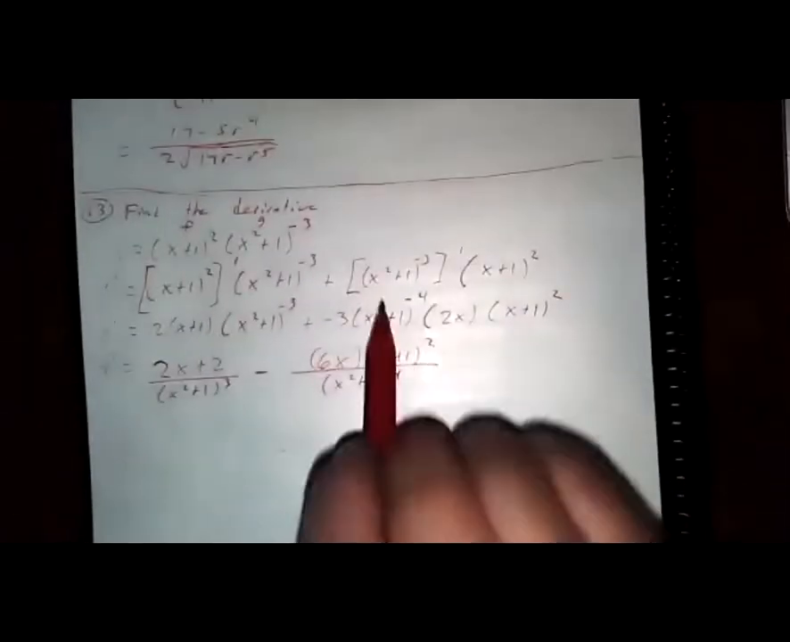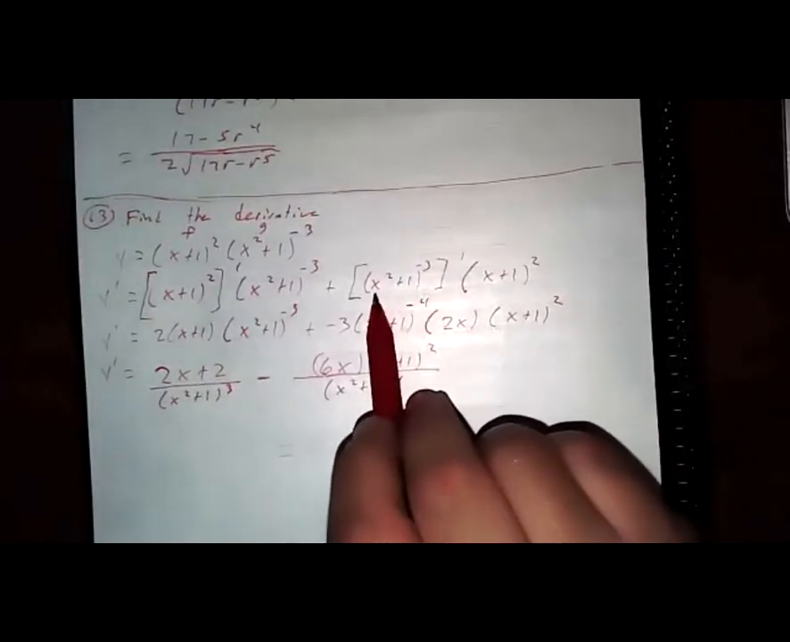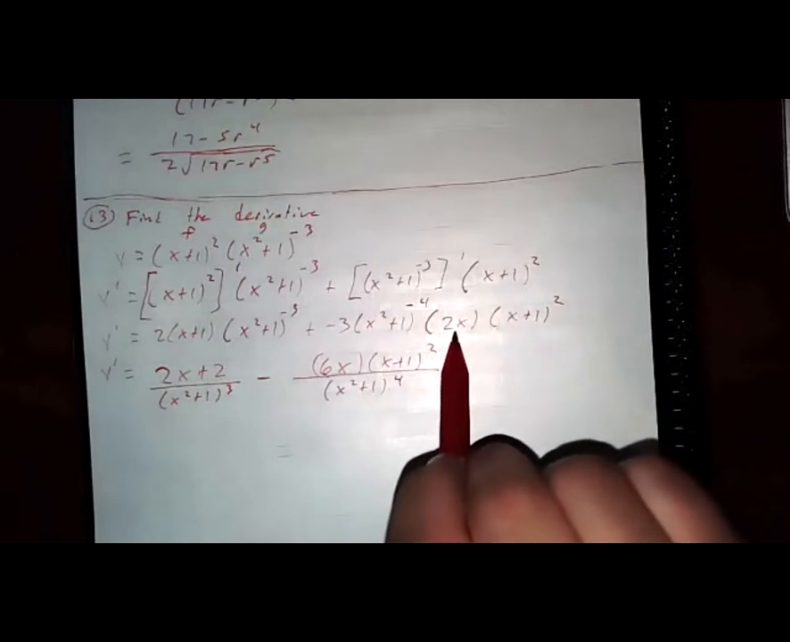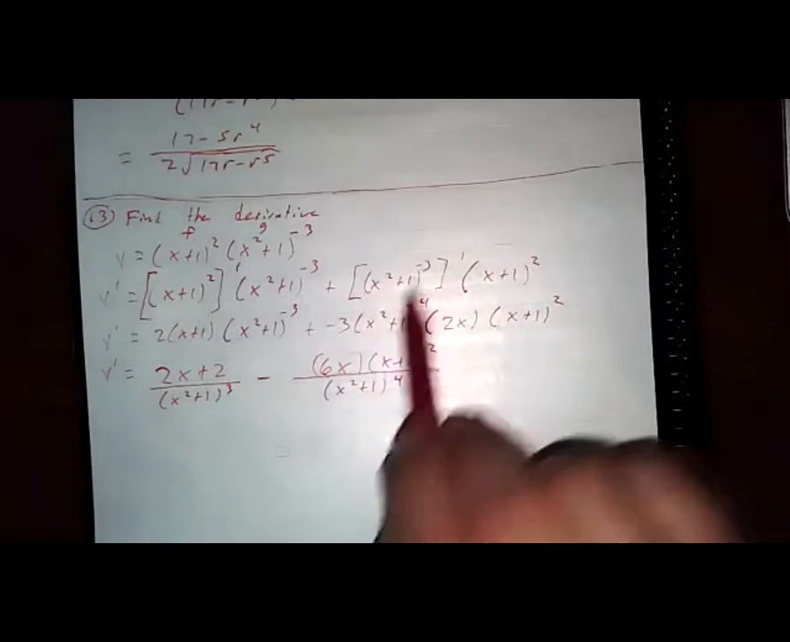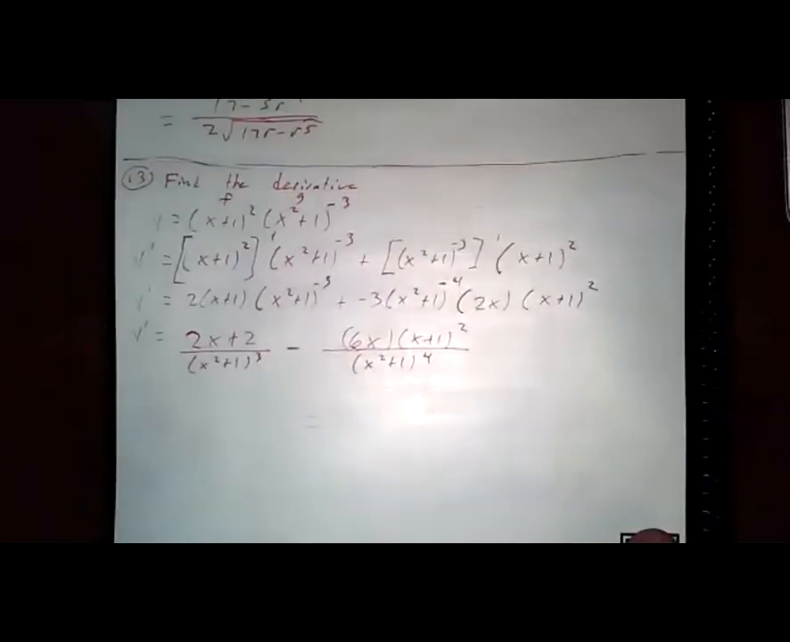So over here, we have a -3 power as the outside, and x squared plus 1 as the inside. So the derivative of the inside is 2x. Derivative of the outside is this. Oh. Yes.